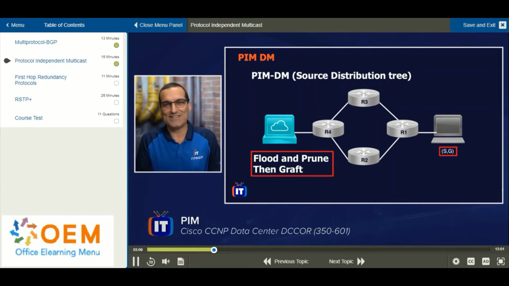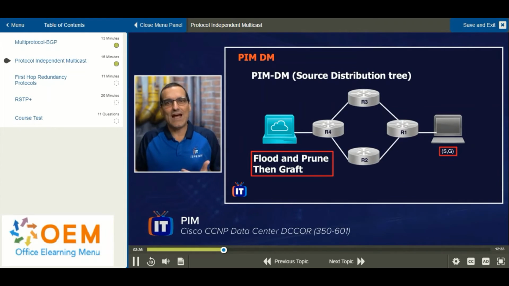So the first thing to note is that I love the prune and the graft vocabulary because I was once into gardening. Just kidding, I wasn't. But I do, for some weird reason, know prune and graft as vocabulary associated with gardening. But so notice how interesting this is. It seemed like a really good idea, but we're going to see PIM sparse mode next.